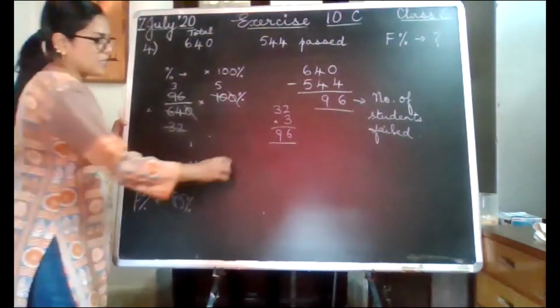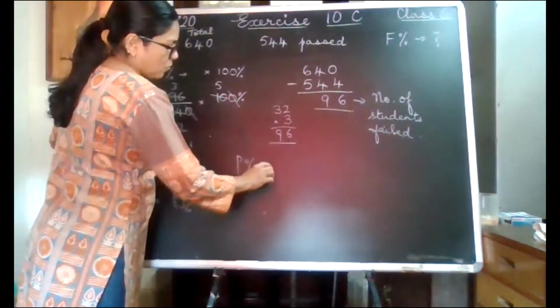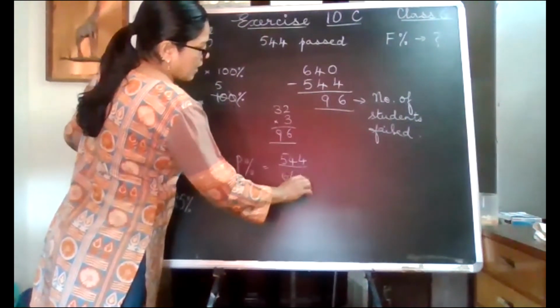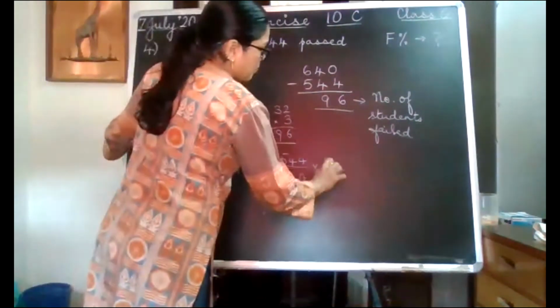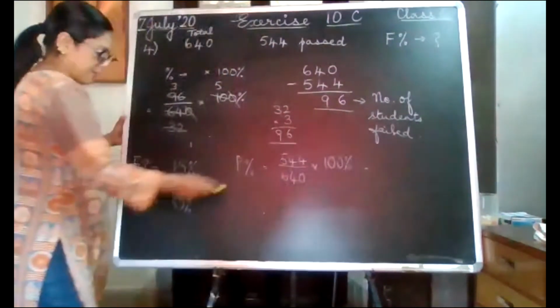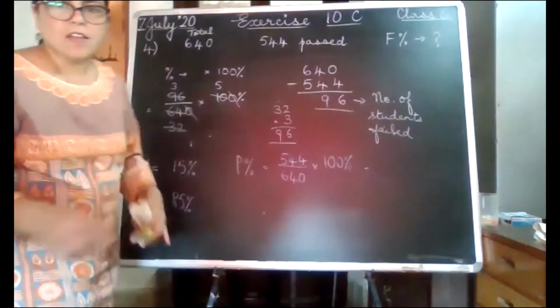If the passed percentage was asked, what would you do? 544 upon 640 multiplied by 100%. Now when you do all this reducing, you will get 85%.